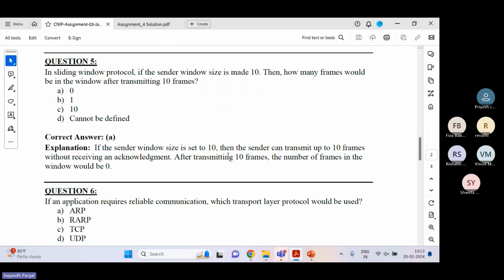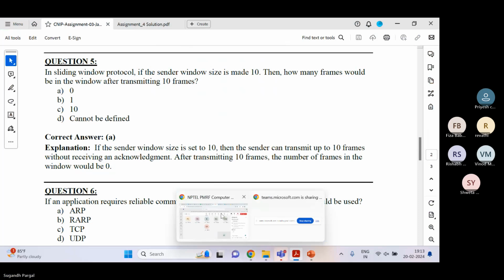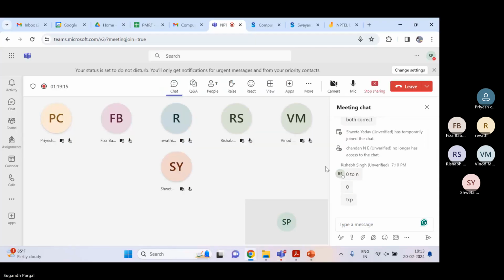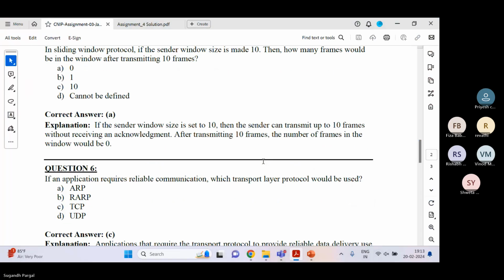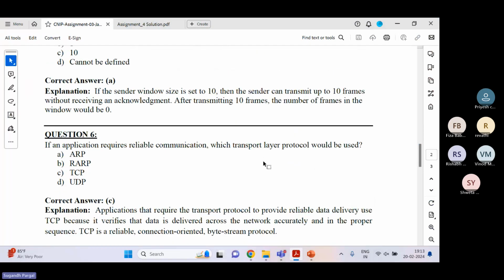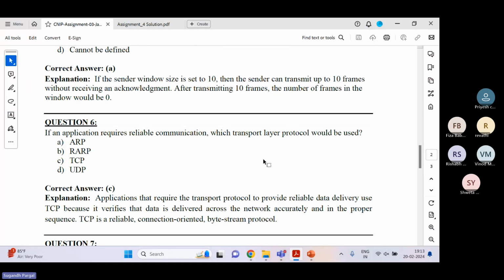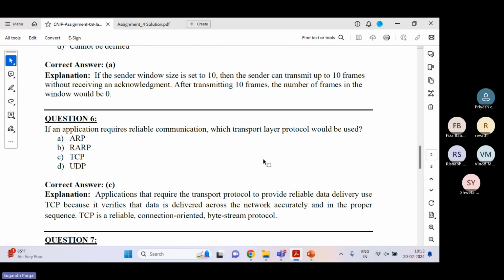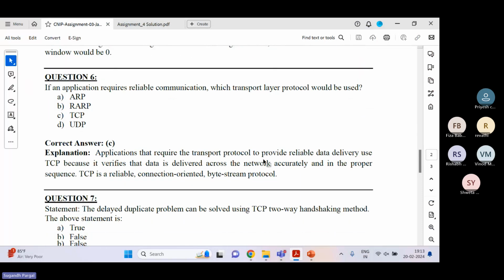If an application requires reliable communication, which transport layer protocol would it use: ARP, RARP, TCP, or UDP? The correct answer is TCP. Applications that require the transport protocol to provide reliable data delivery use TCP because it verifies that data is delivered across the network accurately and in the proper sequence. TCP is a reliable, connection-oriented, byte stream protocol.